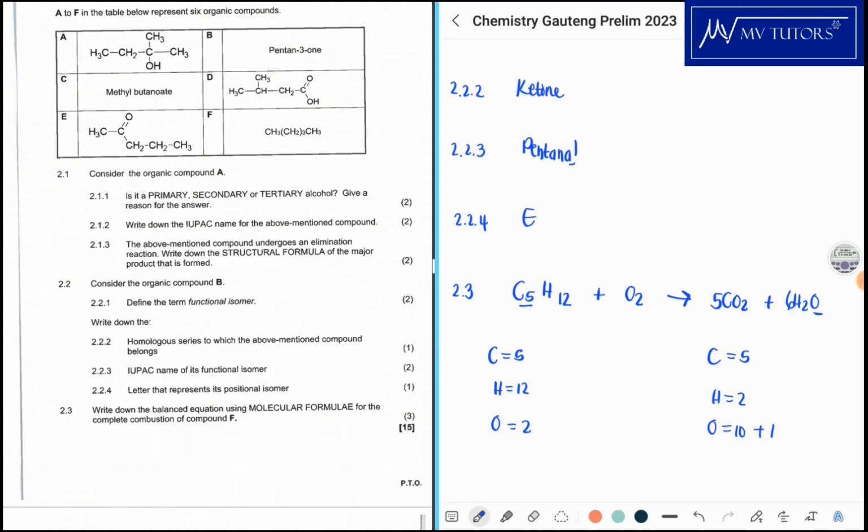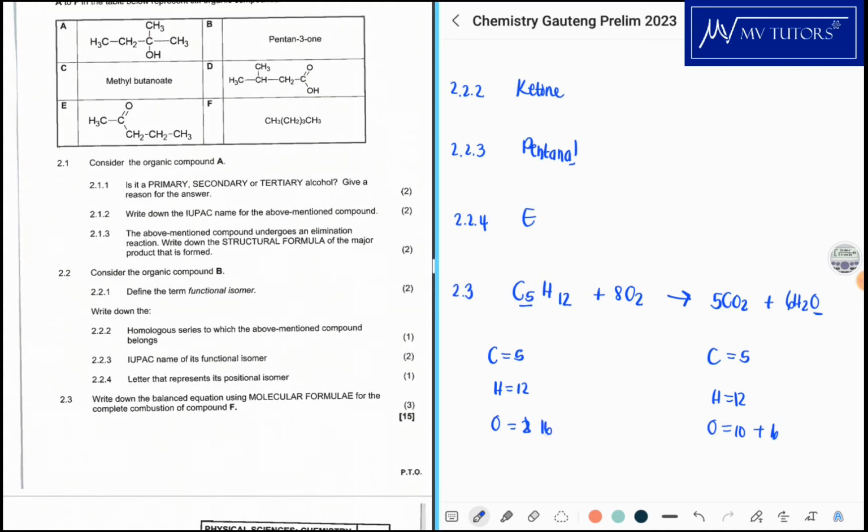So yeah, now we have 12 hydrogens. And how many oxygens do we have? We had 10 plus 6, so we have 16. What times 2 gives us 16? 8. I think that is balanced. Yes, now we have 16 and we have 16 over here as well. So everything looks balanced, and we have our balanced equation, so we can just erase all the working out. Are we done with question 2, or is there still some more? We are done. See you in the next question.